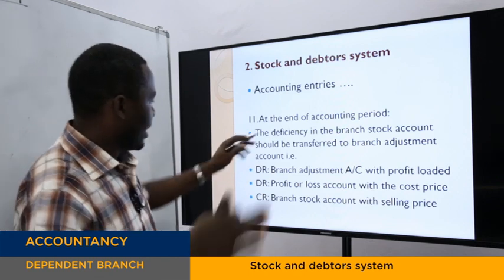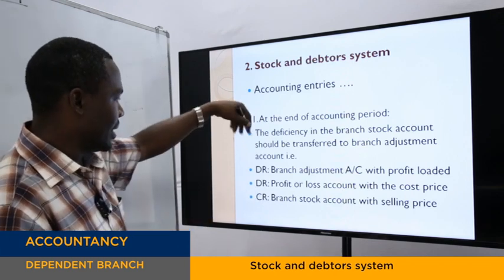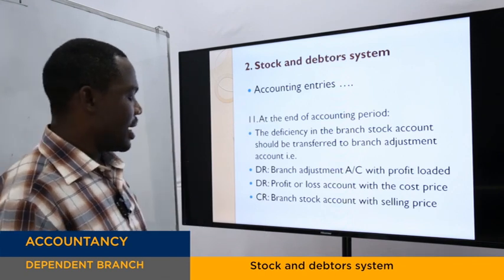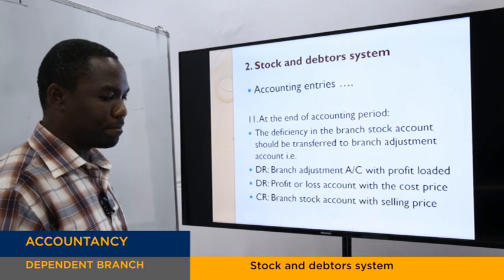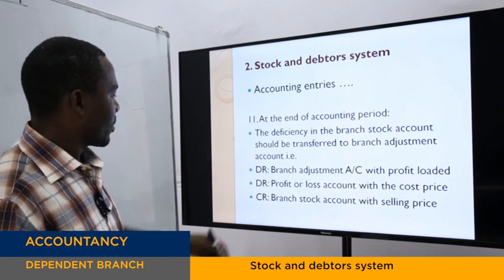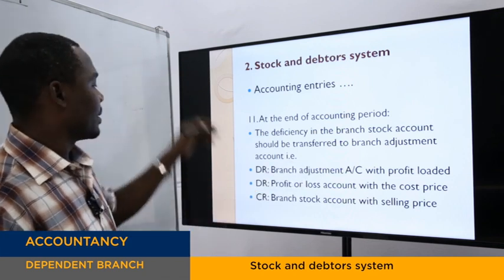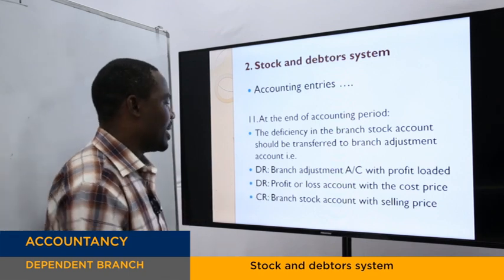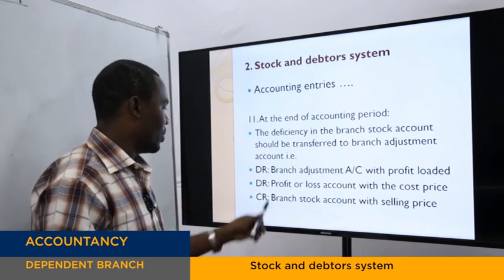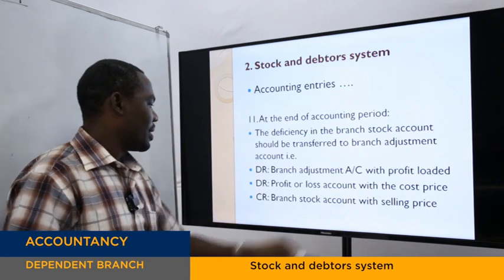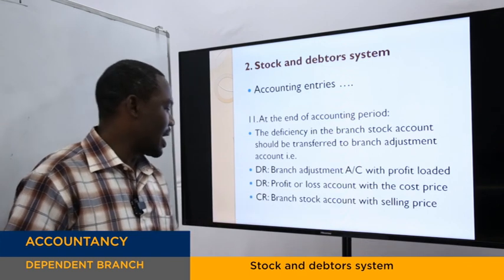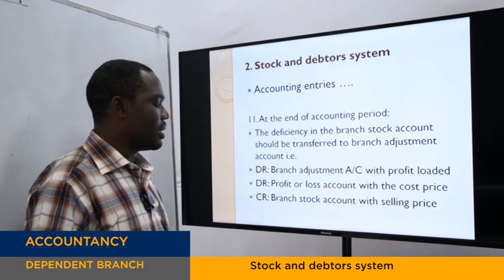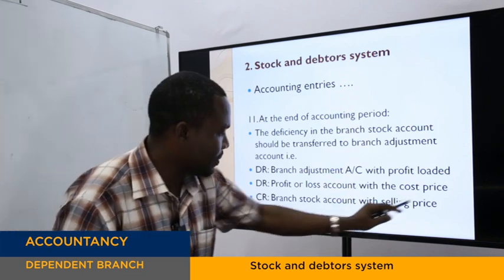But again, if there is no information given clearly that the deficiency was just a normal loss, then we need to give attention to this deficiency. If this deficiency will include the cost element, then the entry will be posted to profit or loss account with the cost price. And automatically, the total will be credited to the branch stock account with the selling price. So this will be the total deficiency, of course.